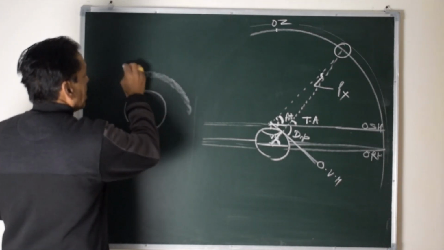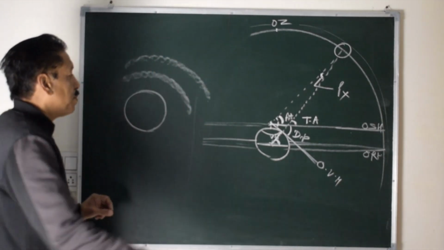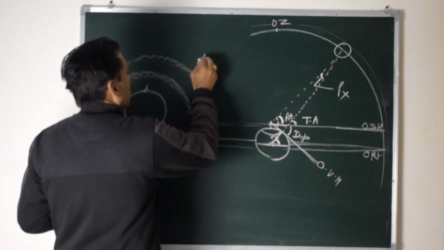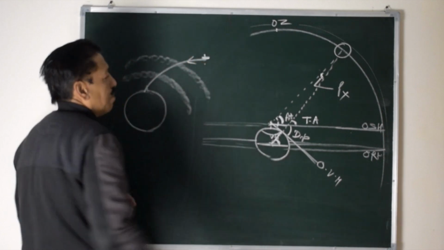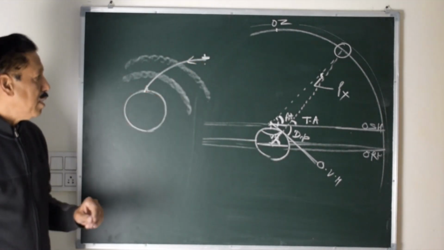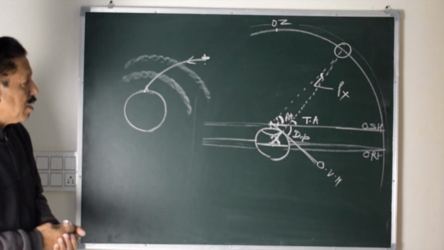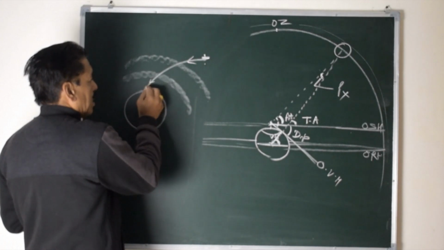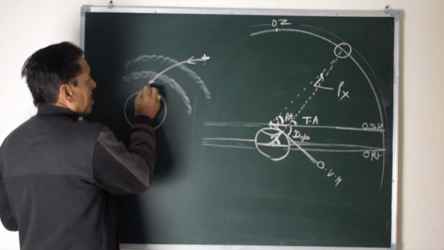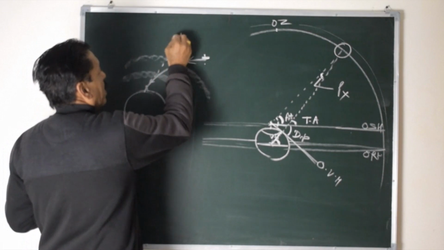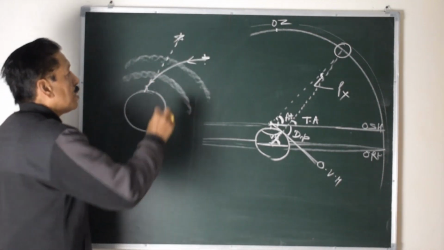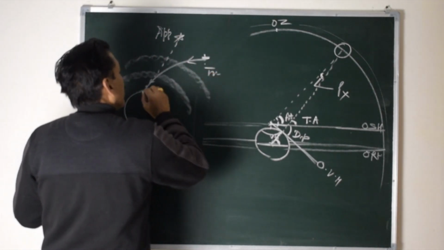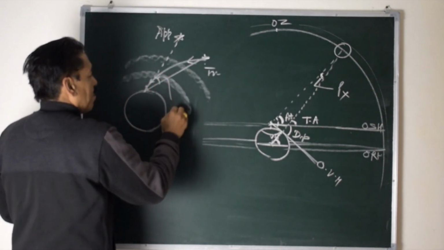There are various layers of atmosphere. Observer over here. A ray from a star would travel to the observer's eye this way, passing through various layers with successive refraction. But the observer, when looking at this ray coming to him, would think that the star is over here. So this is the apparent direction and this is the true direction. The angle between them is refraction.